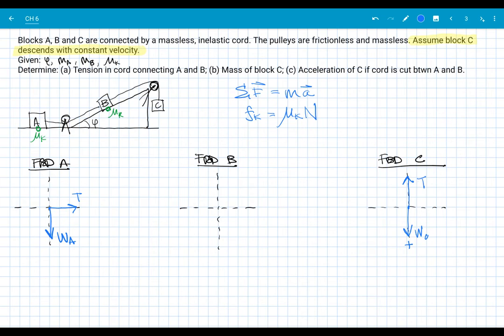They're not connected to the same cord. I can't make assumptions about those two tensions. So I need to call them something. You could label them as subscripts, whatever, but for this particular label, I'm going to use prime. So I'll call the tension between blocks A and B T prime. And the tension for the cord between blocks B and C, I'll call T double prime.